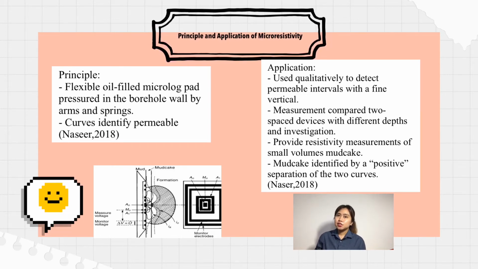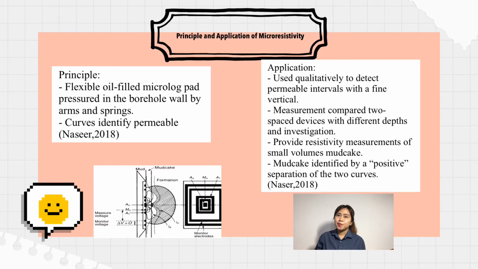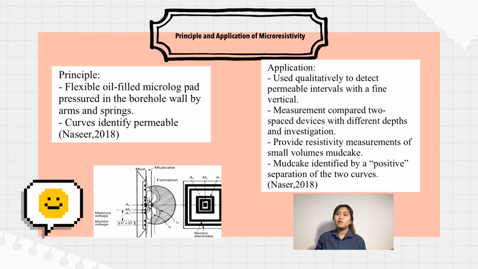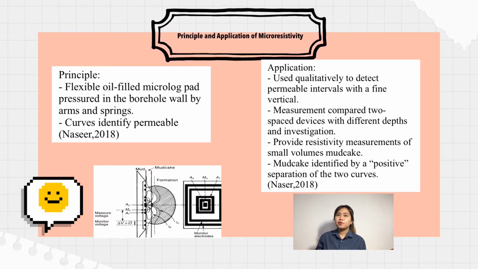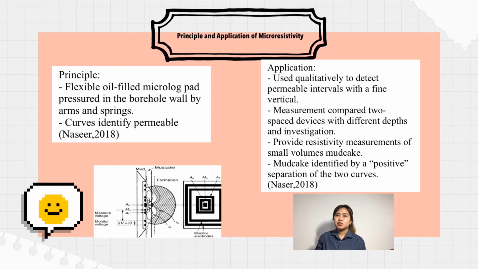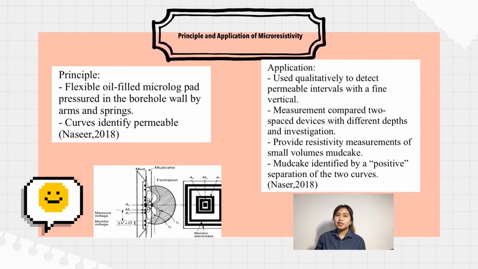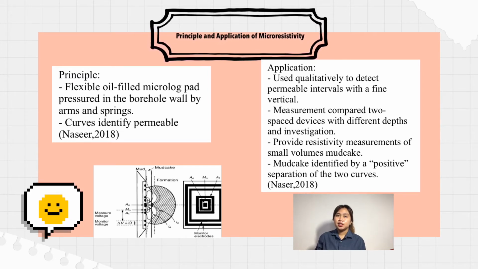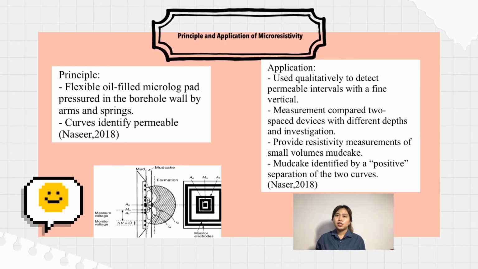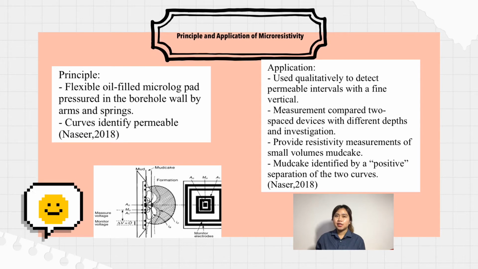So the measurement compares two devices with different depths of investigation, and it provides resistivity measurements of small volumes of mud cake and the formation adjacent to the borehole. The marker is identified by a positive separation of the two curves. So this is the figure of micro-resistivity.